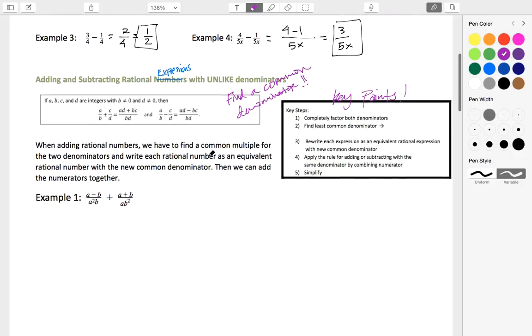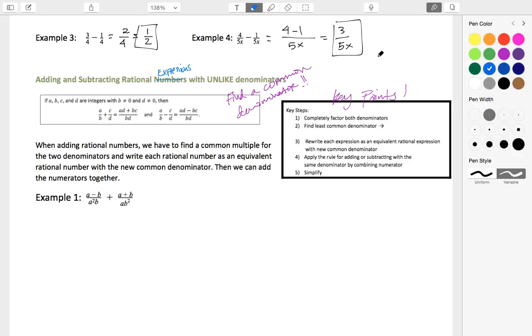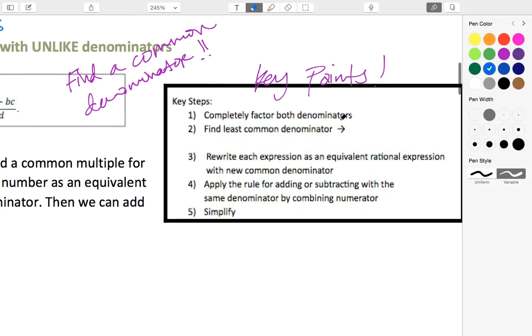Here are two statements that basically mean the same thing. When adding rational numbers, we have to find a common multiple for the two denominators and write each rational number as an equivalent rational number with the new common denominator. Then we can add the numerators together. You might ask, what is all that? All this really means is right here. Here are the key steps. First, completely factor both denominators. I'm going to explain what that looks like when we get to a problem like that. Then find a least common denominator.